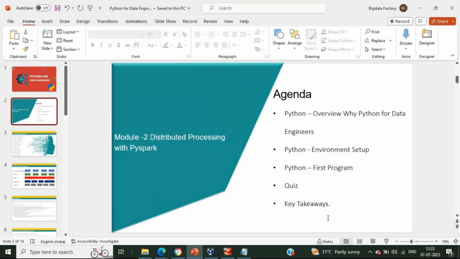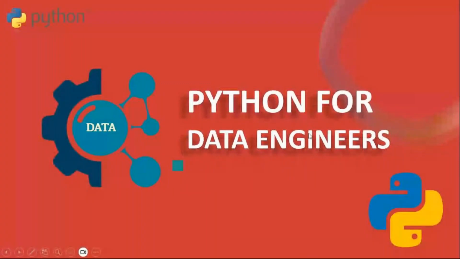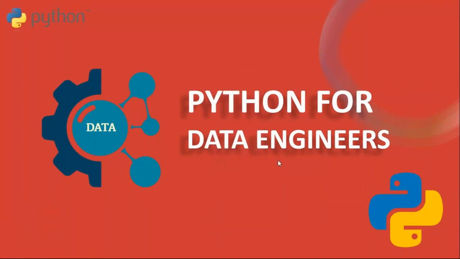So let's move on with the agenda: Python for data engineers. I told you why we need Python, because we are going to write code in PySpark, and to write the PySpark code in an efficient way, we need the basic knowledge of Python. Python is very huge and has lots of applications, but whatever is required from the data engineering perspective, those particular things we are going to cover from Python.